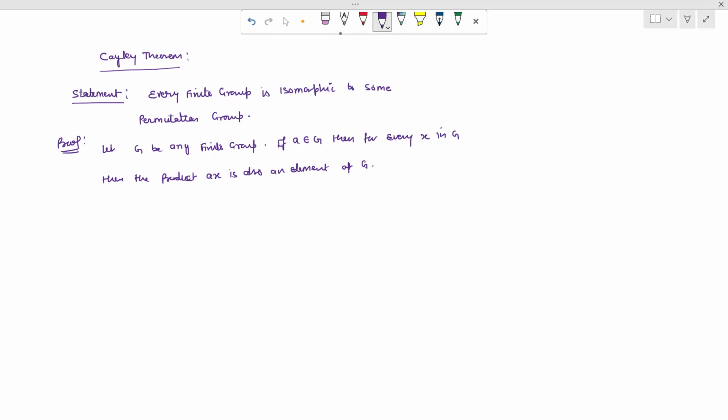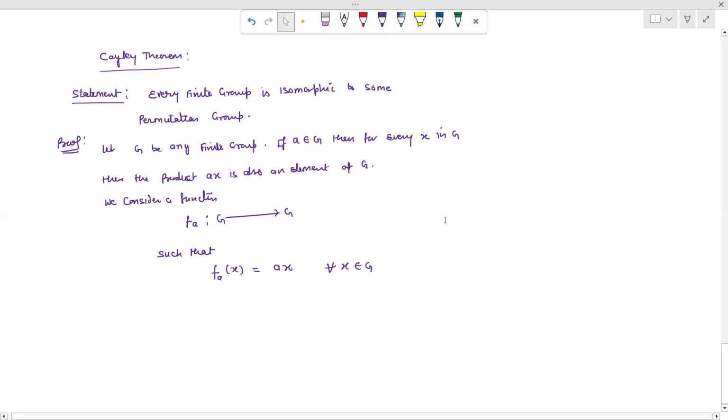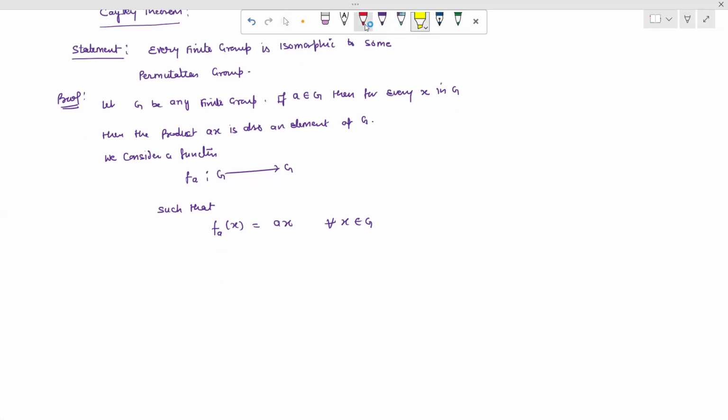So we consider a function f_a defined from group G to group G, such that f_a of x is equal to ax, for every x belongs to G. When G is a group, we follow the closure property also. a belongs to G, b belongs to G, so ab also belongs to G. So when we define this function, first we shall prove that this f_a is one-one.